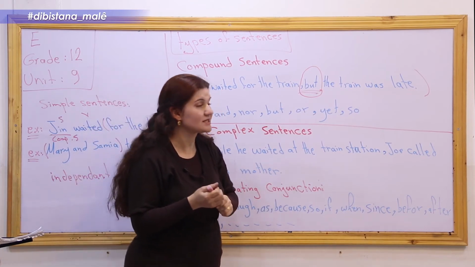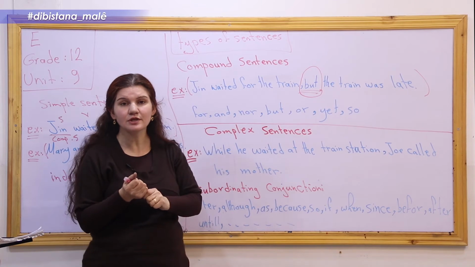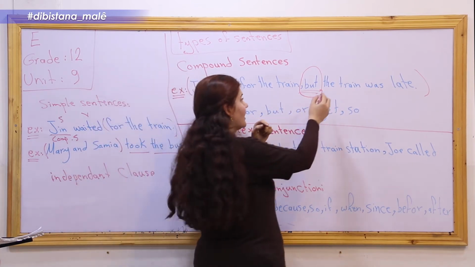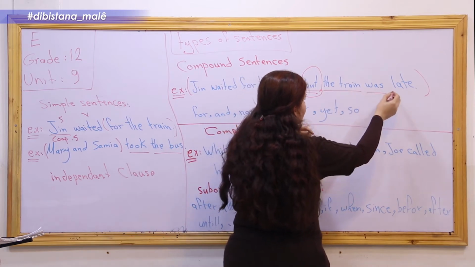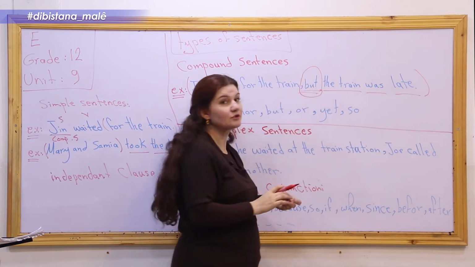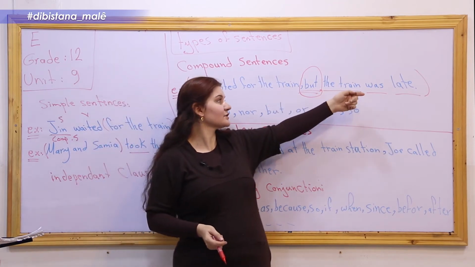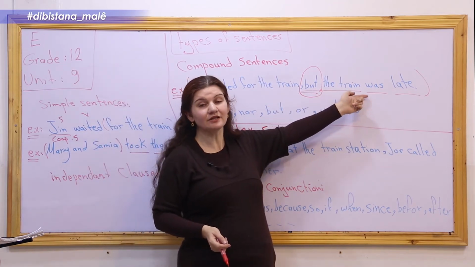The train was late. Is it an independent clause? Yes. Why? Because it's a complete sentence. Here I have the subject and the verb and the completed thought. So again, here I have the second complete sentence, which is an independent clause.